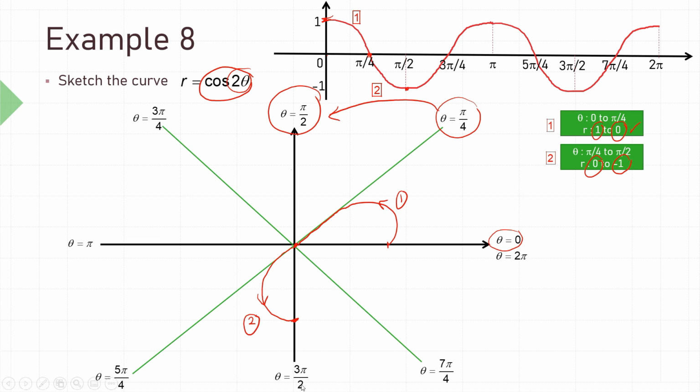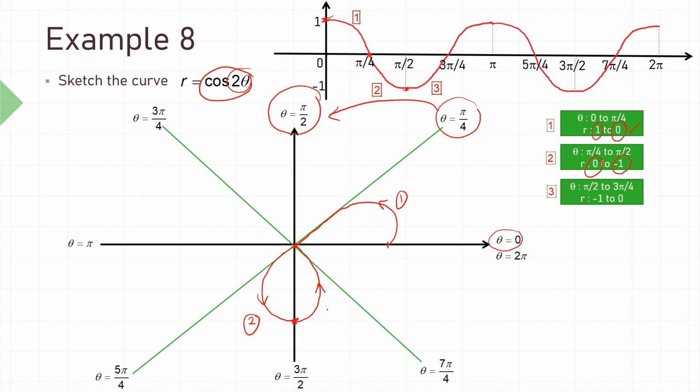Now we need to consider the third part, which is from pi over 2 to 3 pi over 4. This is from -1 until 0. So we want to go from pi over 2 to 3 pi over 4. So we go from -1 until 0, and you go back to this, right?